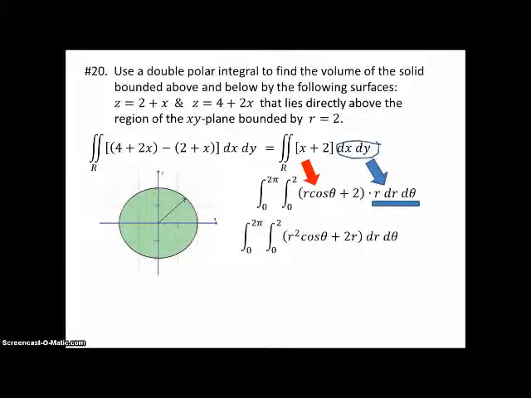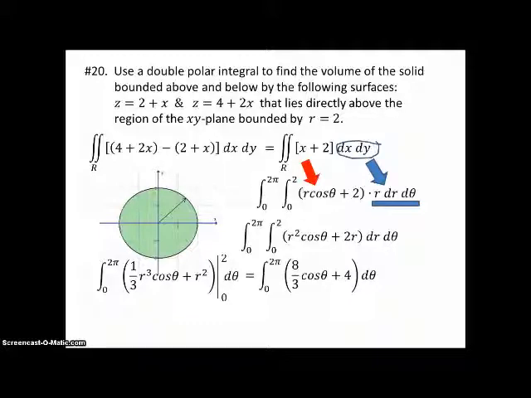So now I distribute the r, and I get r squared cosine theta plus 2r, and we're going to integrate with respect to r. So the cosine theta remains as though it were constant. We've got 1/3 r cubed, and then plus r squared. And that has to be evaluated from 0 to 2. I didn't show the work for that, but I think you can figure that out. And now we integrate with respect to theta, and we get 8/3 sine theta plus 4 theta evaluated from 0 to 2 pi. And at 0, both those terms are going to be 0, and at 2 pi, sine is 0, so all we really get is 4 times 2 pi minus 4 times 0, and we get 8 pi.